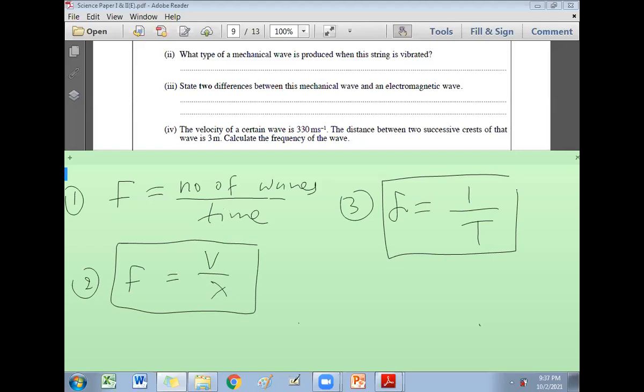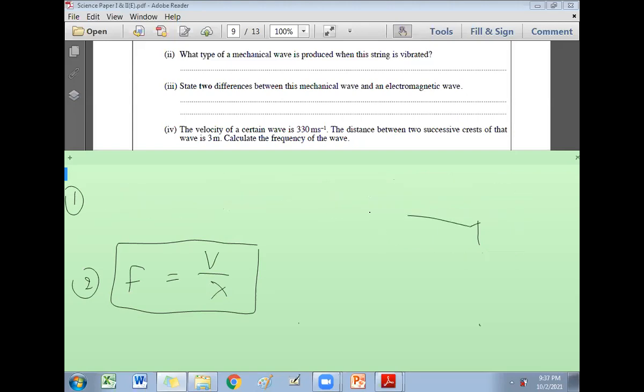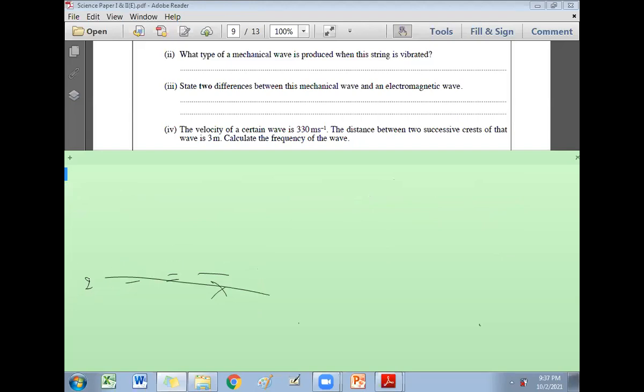Now let's see which equation can be used for this. Velocity is given, then we can definitely go for the second equation. But the problem is they have not given lambda directly. They have given lambda indirectly. Let's see how to find lambda. Okay, I'll make a small sketch of this diagram. So the initial equation is V equals F lambda. Frequency is F, so F equals V divided by lambda. Now V is no problem. Lambda is the problem now.